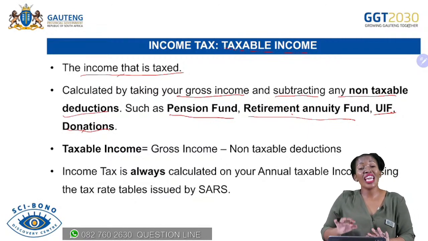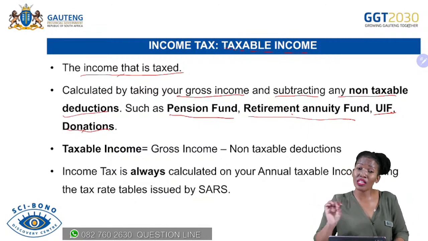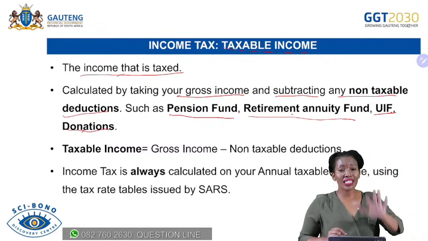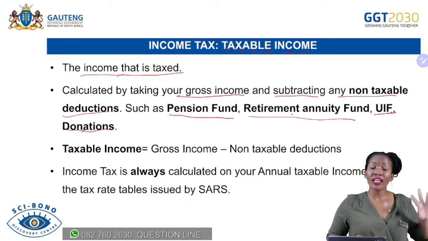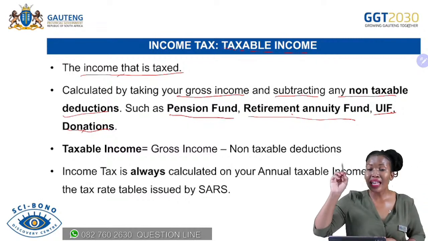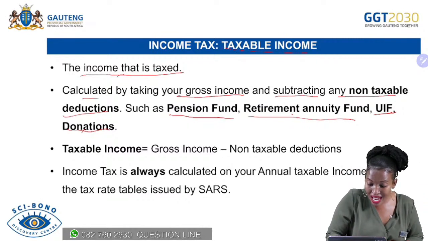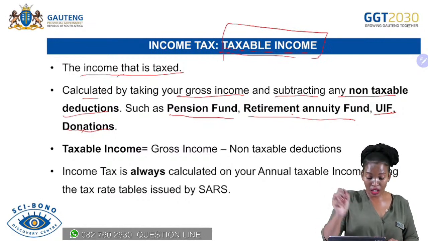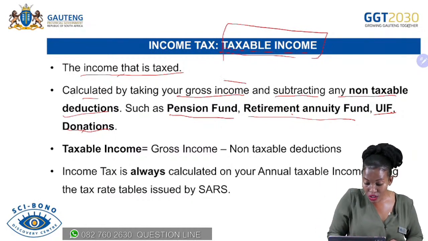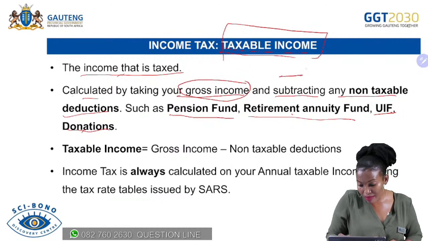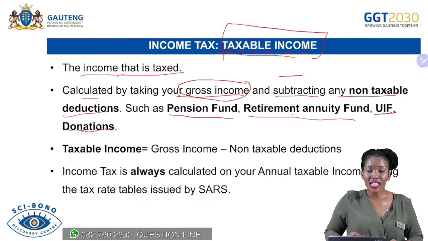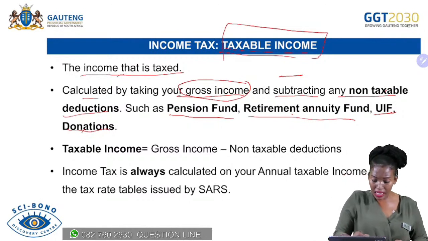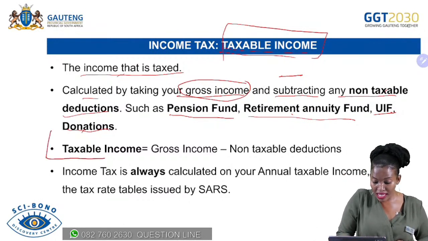You are going to see this question a lot of times if you use the previous question papers to practice and prepare for the exam. In your prelim paper 1 and prelim paper 2, they like to ask this question. They will ask you to calculate the taxable income. So you must know that to calculate your taxable income, it is your gross minus your non-taxable deductions. And it's only those four. So this is a simple formula to calculate your taxable income.